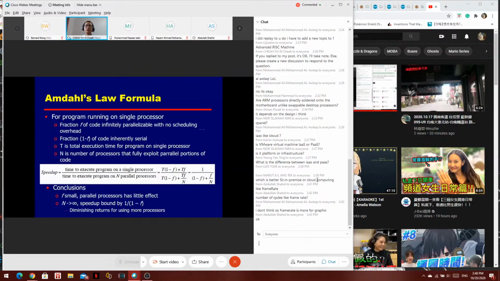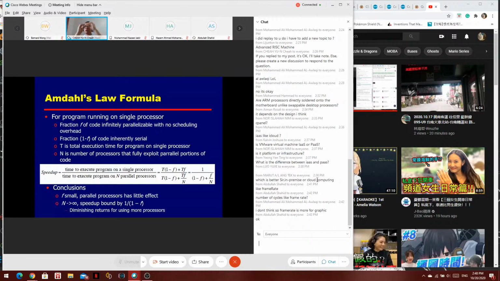Now let's look at this particular formula, Amdahl's law. It says that the speed up is dependent on something. First, how do we calculate speed up? Speed up is calculated by the time that is needed to run the program on a single processor, divided by the time to execute on n number of processors.